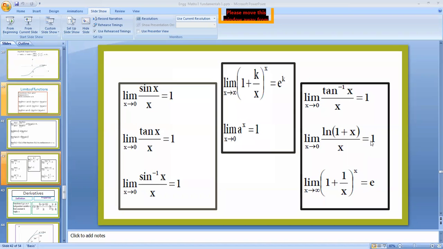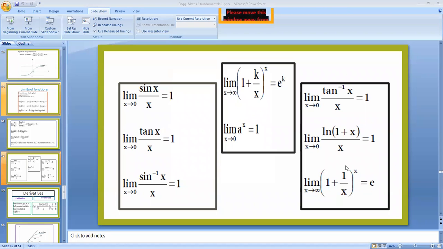It is 1. Okay. So in this way we get 1. Now next, look at this: limit as x tends to infinity of (1 plus 1 by x) whole raised to x. It is exponential e. So you know here, this is an index function.